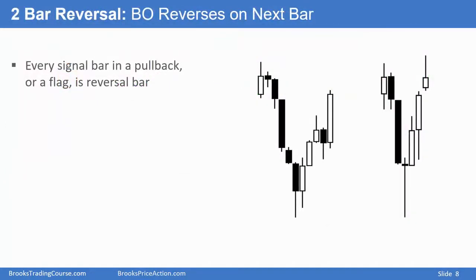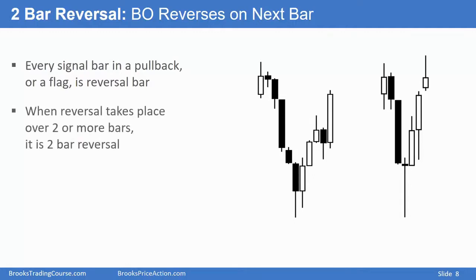Sometimes reversals take place over more than 1 bar. Every signal bar in a pullback or in a flag is a reversal bar. And when the reversal takes place over 2 or more bars, it's a 2-bar reversal or a multi-bar reversal. So look at this. We sold off, we reversed up. Let's say this is the 5-minute chart. We sold off, we reversed up. We reversed over the course of 2 bars.